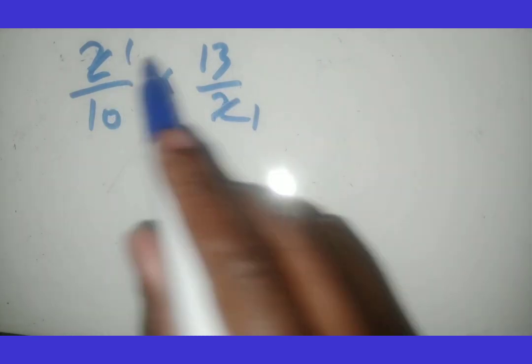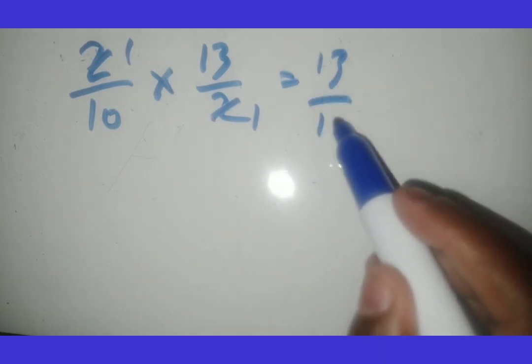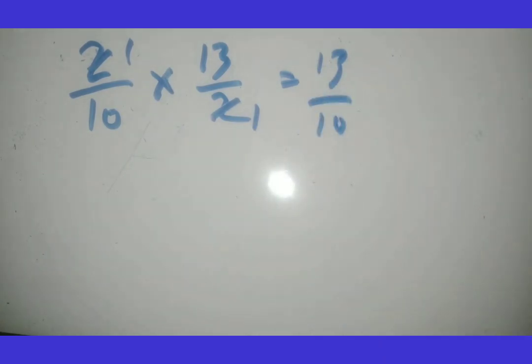So we just multiply. 1 times 13 is 13, and 1 times 10 times 1 is 10. So that's what we have.